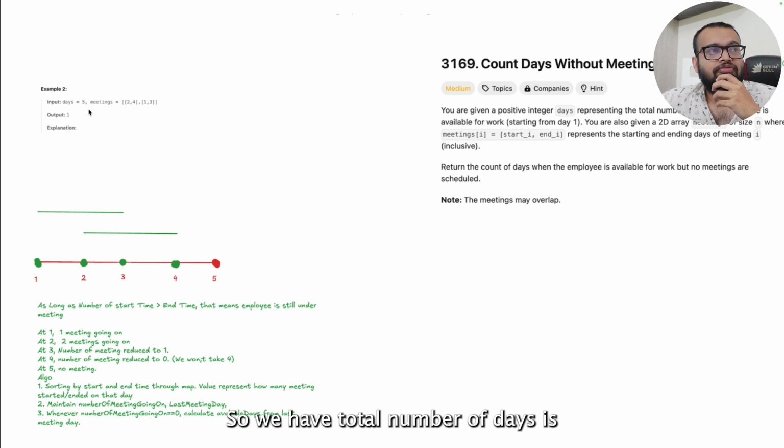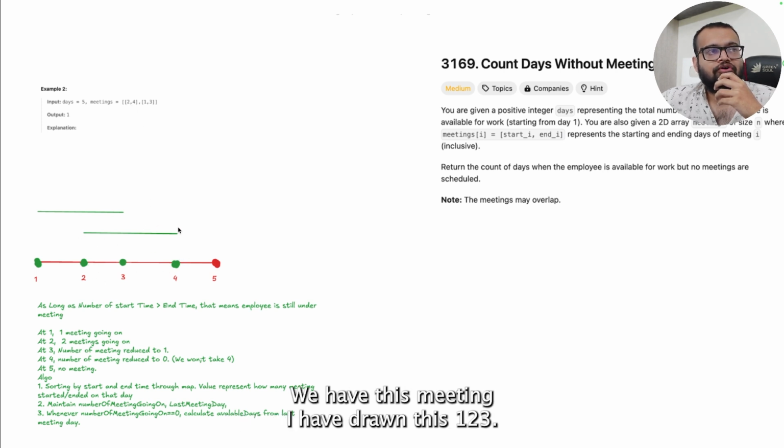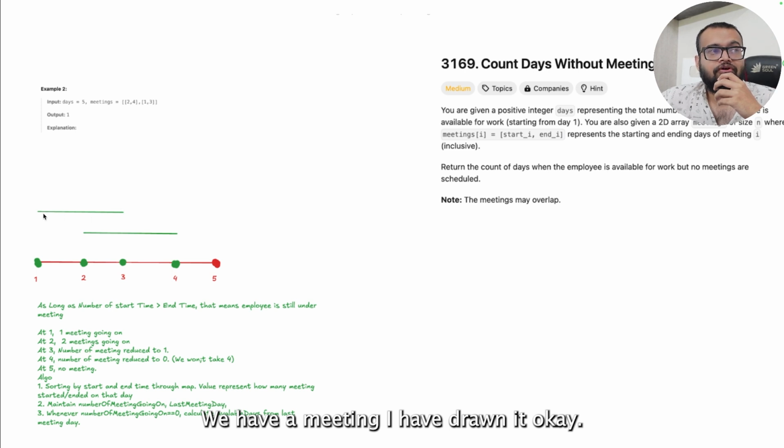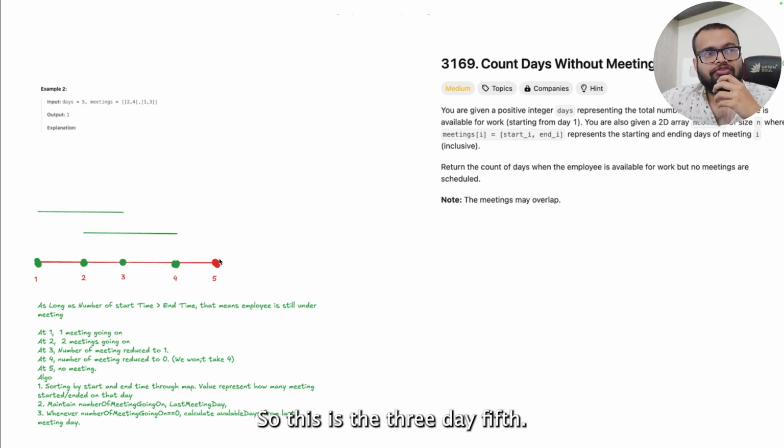Okay, so let's see with the help of this example how we will approach it. We have total number of days as 5: 1, 2, 3, 4, 5. In this you can see between 2 to 4 we have a meeting, which I have drawn. And 1 to 3 we have a meeting, which I have also drawn. So we have to find the total number of free days. So this is the free day, the 5th.